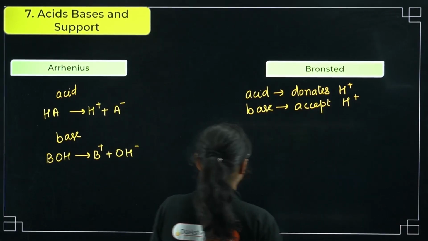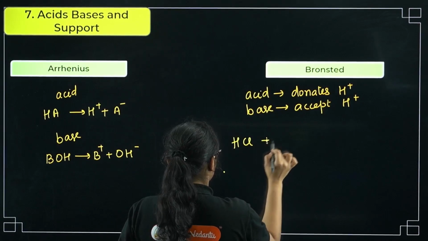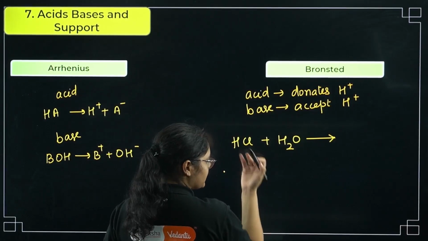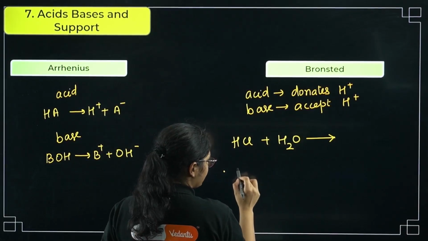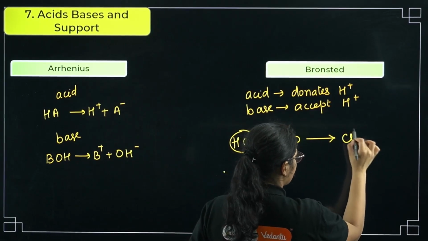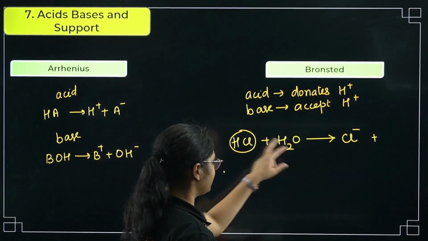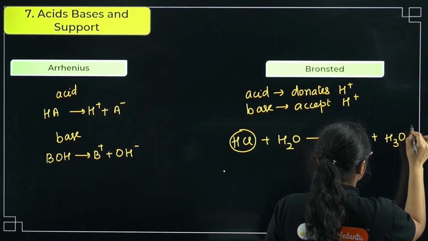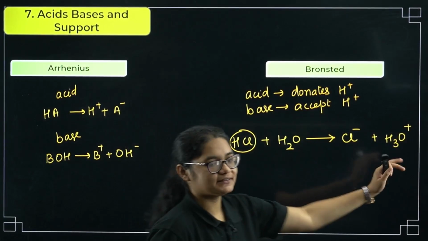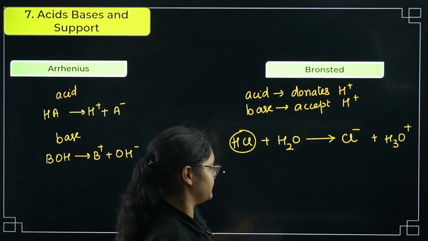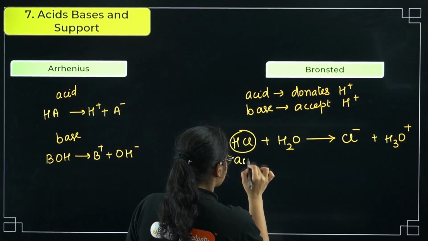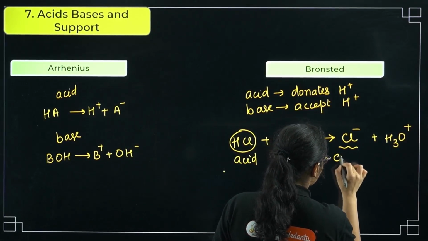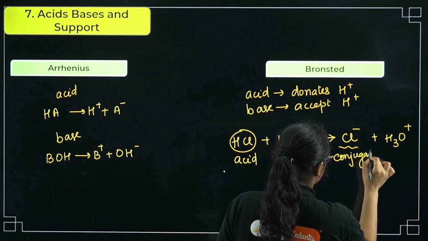Now let me take an example for this one. HCl plus water. So what will happen? This one, as an acid, will donate H+. Here it has donated H+, so this is an acid and you will get Cl minus. Now this H2O will accept the H+ that is released here and form H3O plus. So Cl minus plus H3O plus. See, this is your acid. The species that is formed after losing H+ is called the conjugate base.